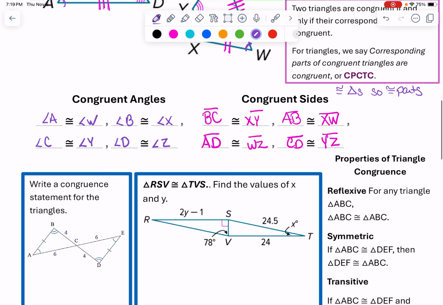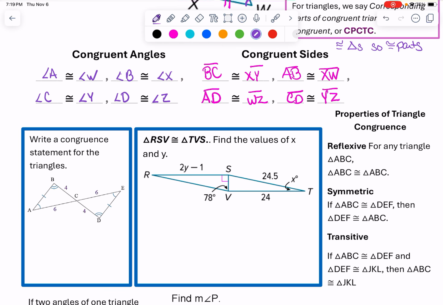All right, so let's work through one of these. We want to write a congruent statement for the triangles. In other words, we're trying to say that one triangle is congruent to another triangle. So we check out our first triangle and we see angle A has a single arc, and the other triangle on the right has an angle E with a single arc. Angle B has a double arc. The other triangle has an angle D with a double arc. Two pairs of angles are congruent so far.